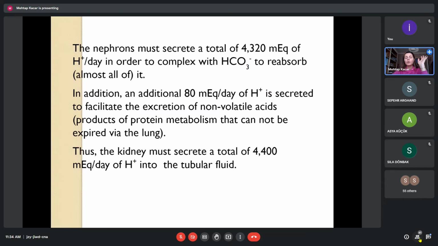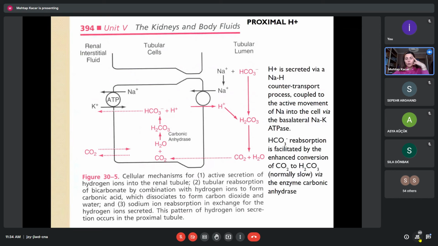The nephrons must secrete a total of 4,320 milliequivalents of hydrogen ion per day in order to complex with bicarbonate to reabsorb it. In addition to this reabsorption, an additional 80 milliequivalents per day of hydrogen ion is secreted to facilitate the excretion of non-volatile acids. So the kidneys must secrete a total of 4,400 milliequivalents per day of hydrogen ion into tubular fluid.